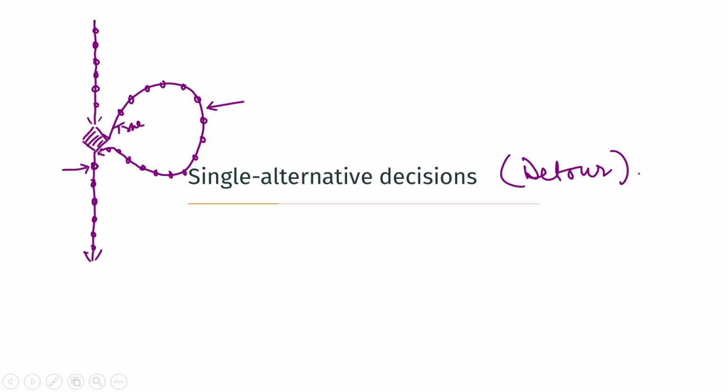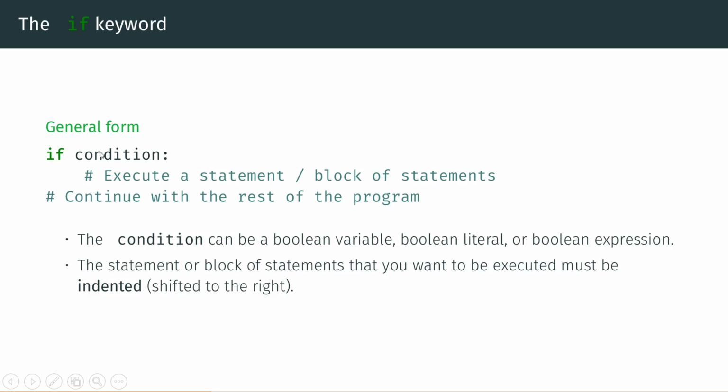So let's see how we can use this in a program and how to actually program this. Single alternative decisions are programmed using the if keyword. The general form is if, some condition, and then a colon. This is a Python reserved keyword. You have to write if this way, using small letters, no capitalizations or anything. So if is a Python keyword. The next thing is you have a condition.